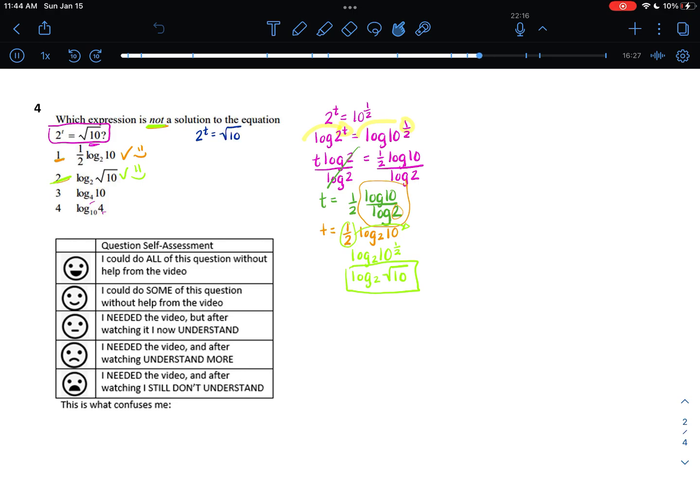One of my thoughts is solving this first without logarithms and just squaring both sides. That's then going to give me 2 to the t squared equals 10. I know that this then can be 2 to the 2t equals 10, and I can then say 2 squared to the t power equals 10, which is 4 to the t power equals 10.